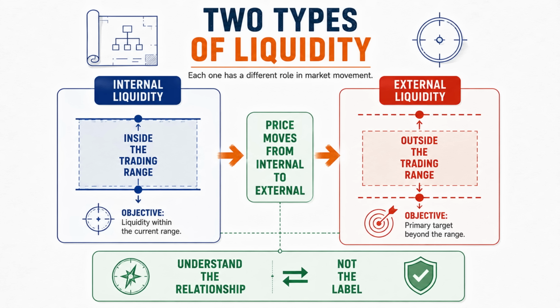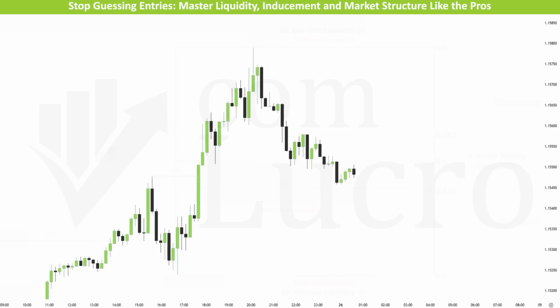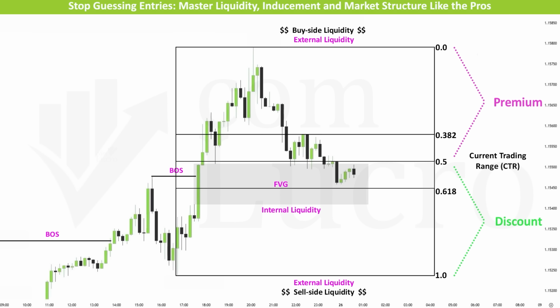Some of it sits inside the range, and some of it sits outside, and each plays a different role in how price moves. So let us begin with external liquidity. External liquidity is found outside the trading range. It is typically located above major swing highs or below major swing lows, precisely where retail stop losses tend to sit.